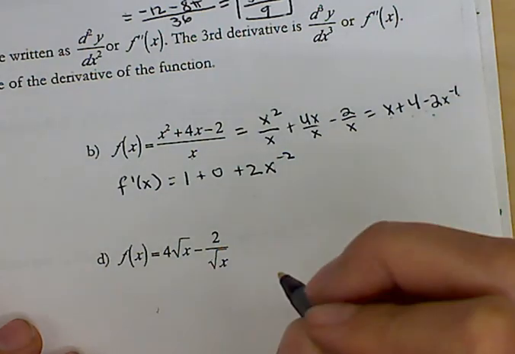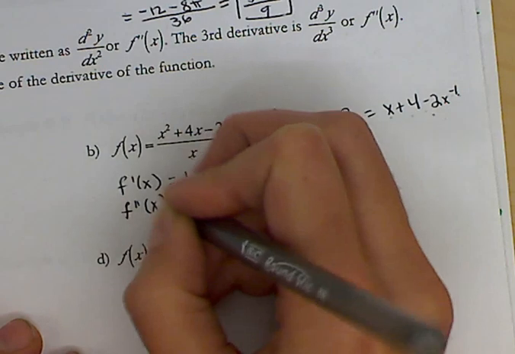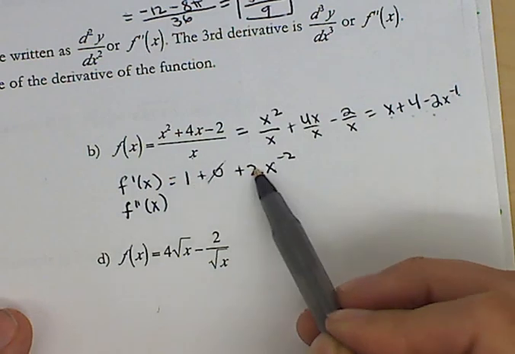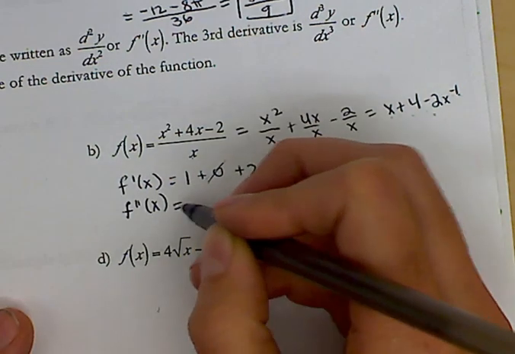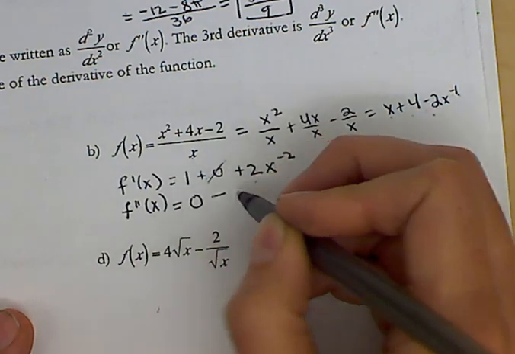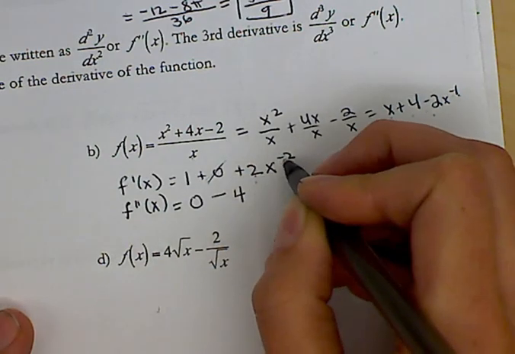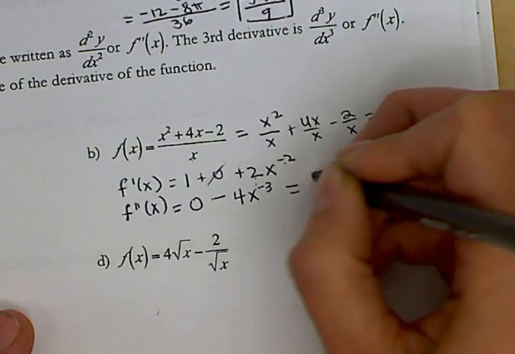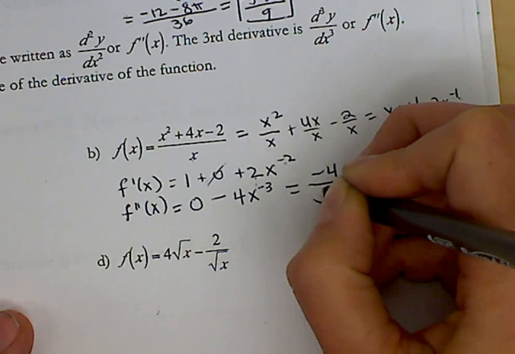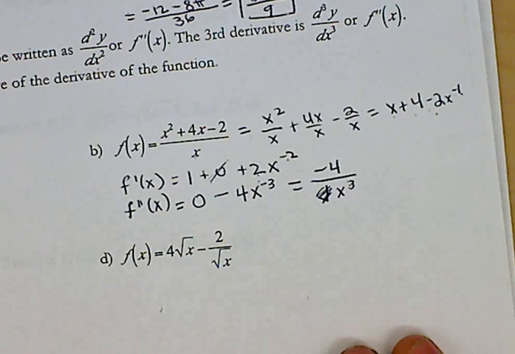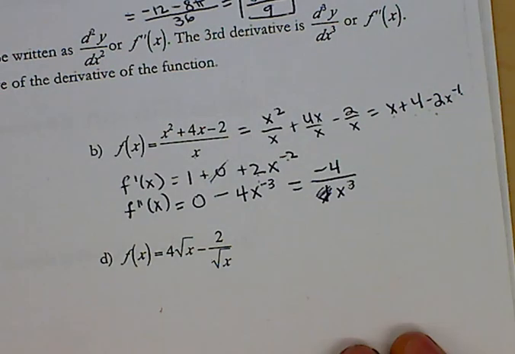Cool. And then f double prime of x, so this basically goes away. F double prime of x is now I just take the derivative again. So the derivative of 1 is 0, and the derivative of this is minus 4, because I multiply 2 times negative 2, x to the negative third. And I can rewrite this like this. Negative 4 over x to the third power. Sorry. Okay.